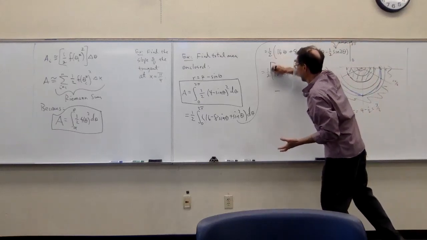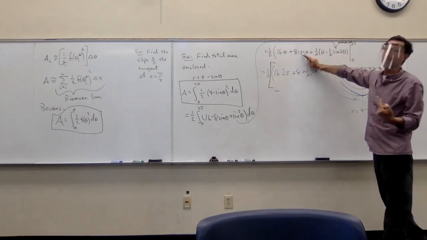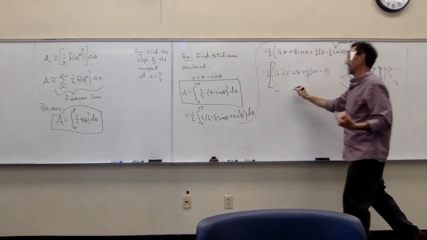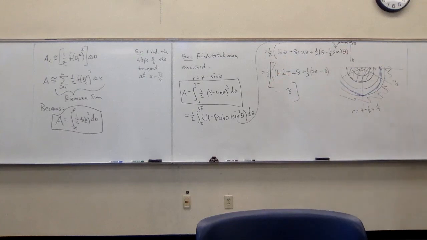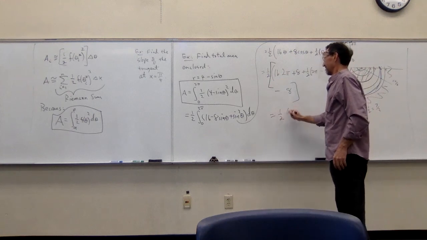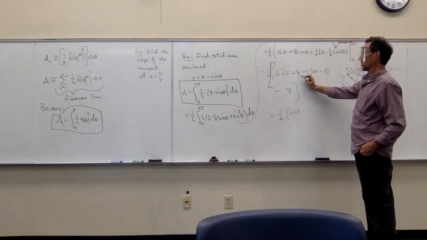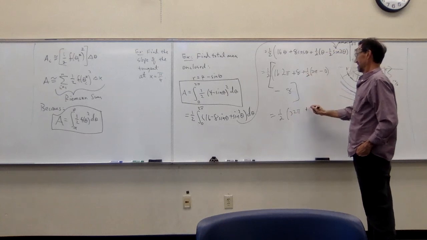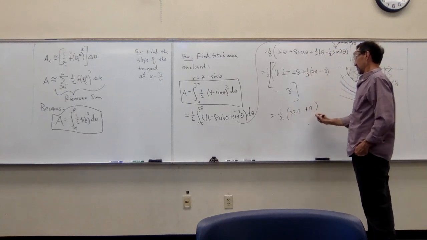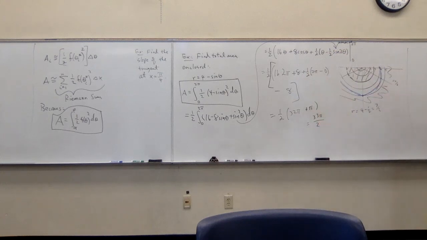Let's leave the 1/2 out of everything. What survives when I plug in 0? Only one thing does. Cosine. So minus 8. Cosine of 0 is 1. Sine of 2 pi is 0. So we get 1/2 times 32 pi plus 8 minus 8. So plus pi. About 33 pi over 2. Feel like a good answer.